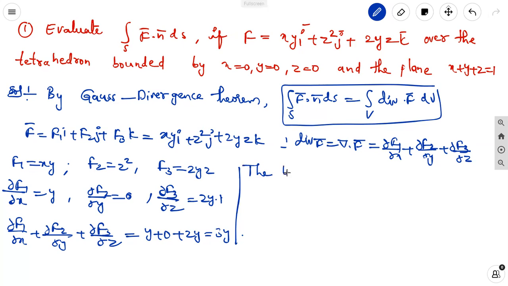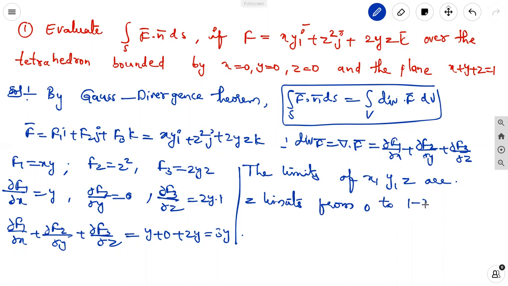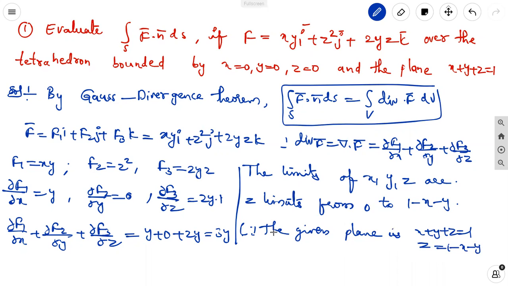The limits of x, y, z are as follows. z limits from 0 to 1 minus x minus y. Why? Because the given plane is x plus y plus z equal to 1. So from this, z equal to 1 minus x minus y. So z limits are 0 to 1 minus x minus y.